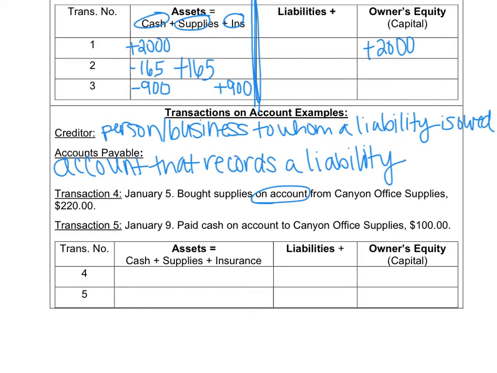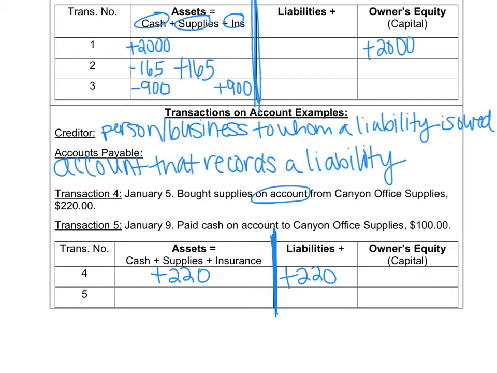So my supplies increased by $220, but I didn't pay cash for them. Instead, I charged them on account, which means I now owe Canyon Office Supplies $220, which would increase my liabilities. So once again, go ahead and draw a line separating assets from liabilities and owner's equity. We want the left side of the equation to equal the right side of the equation. So since I increased the left side by 220, I have to increase the right side by 220 as well.